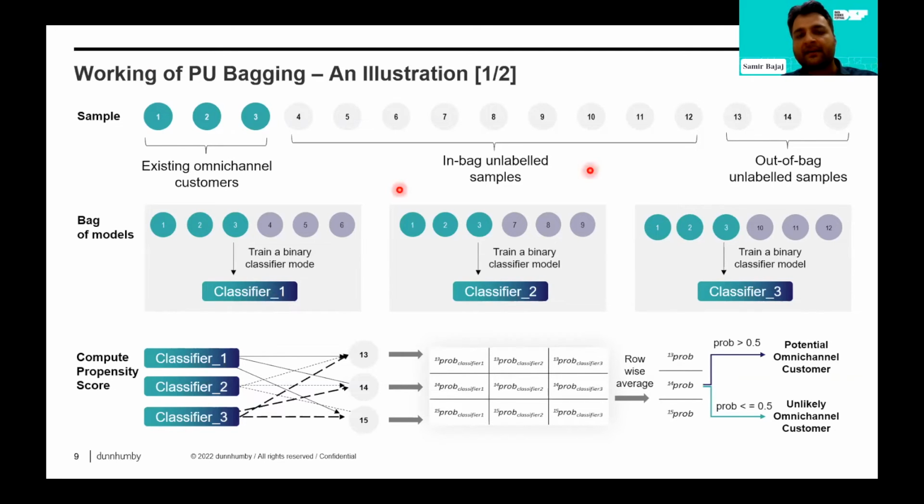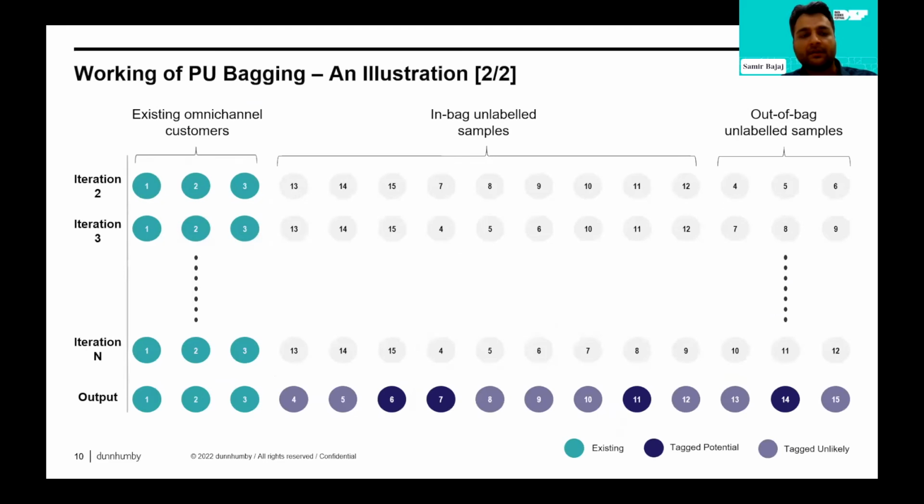So in this entire illustration, though this had 3 models, it was only one iteration, where the responsibility was to label and assign probability to the customers kept out of the bag, 13, 14, and 15. But in subsequent iterations, different customers will be kept out, so that we can get an independent probability for each and every unlabeled sample.